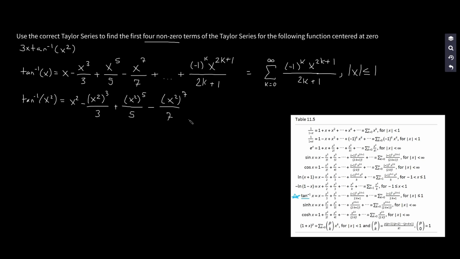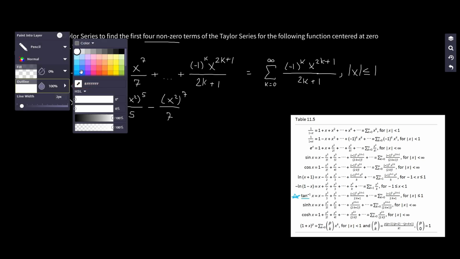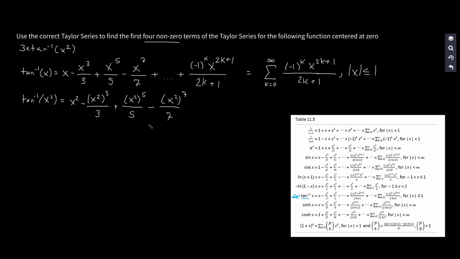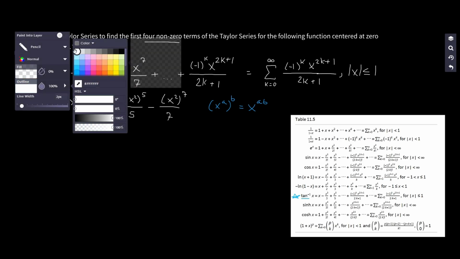Of course, now we have to use the exponent rule. The exponent power rule says that if you have x raised to some power a, which is also raised to some power b, that's the same thing as x raised to the power of a times b. So that means that we can go ahead with a simplification.